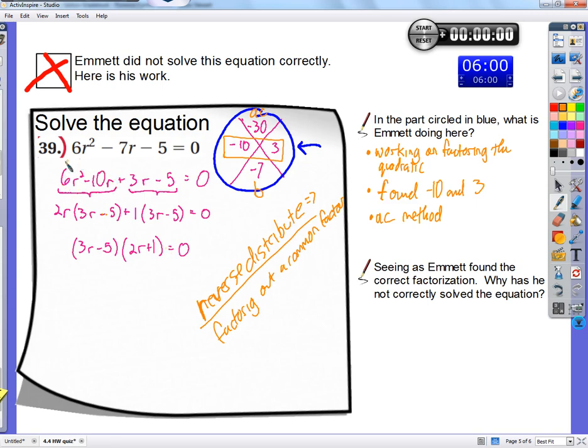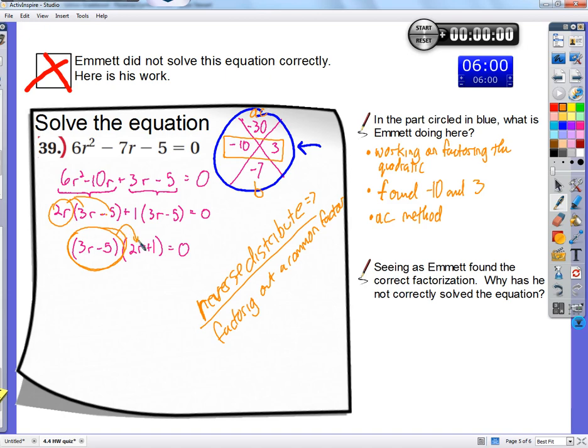Between these two, the common factor was 2R. Right? I can write it in such a way that 2R is outside the parentheses, and I distribute the 2R, and I get 6R squared minus 10R. Same thing happens here. They both have a factor of 3R minus 5. And I can write the 3R minus 5 outside the parentheses. So if I were to take this whole thing, just like we take the 2R and we distribute it, and we get this. We can take the 3R minus 5 and distribute it to the 2R.